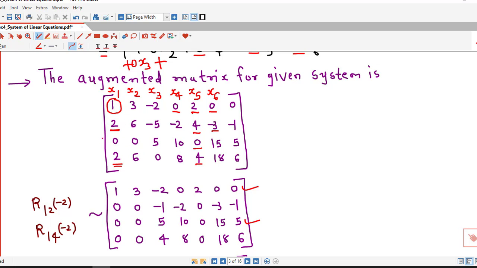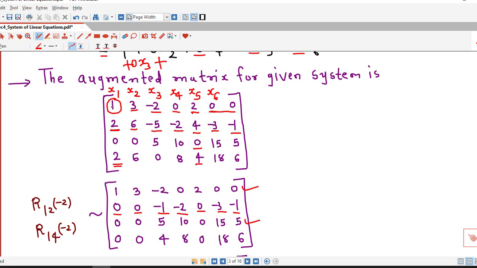Now we check the second row. We multiply the first row by -2. So -2 plus 2, 0. 3 into -2 which is -6 plus 6, so it is 0. -2 into -2 which is 4, plus -5 which is -1. 0 into -2, 0, plus -2, that is -2. 2 into -2 which is -4 plus 4, so 0. Then these two are 0, so if we multiply with -2 they will remain 0, so we have -3 and -1 as it is.